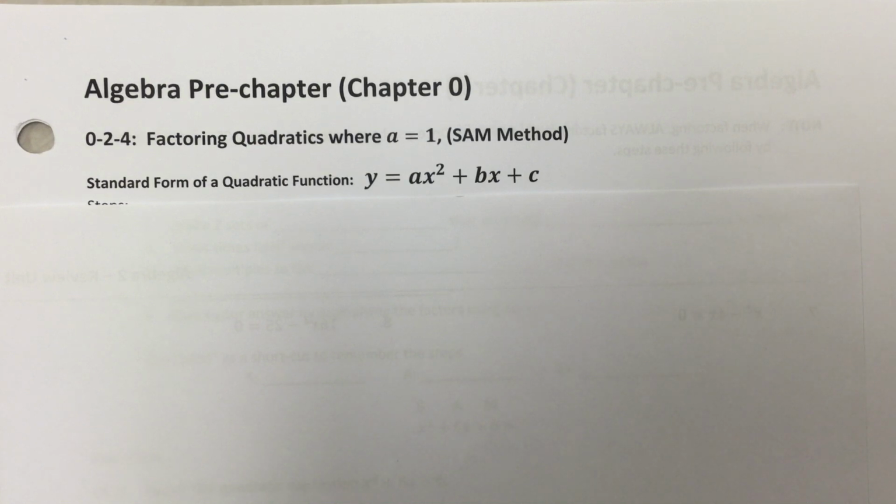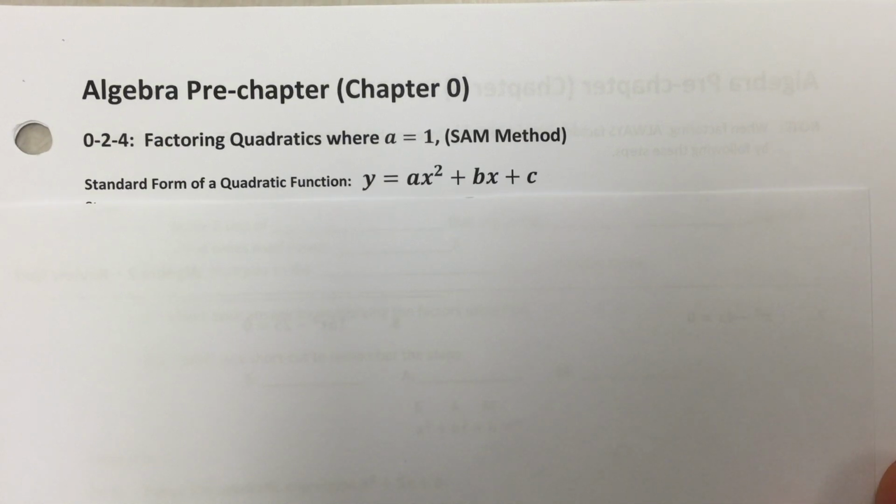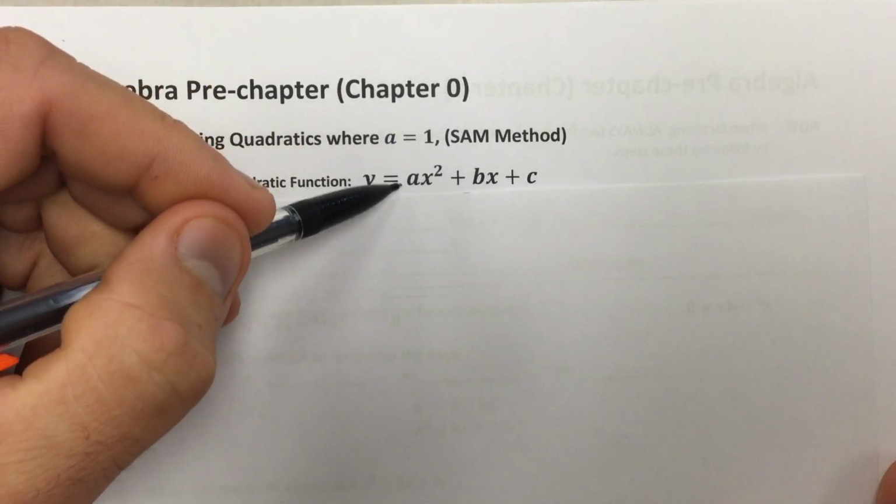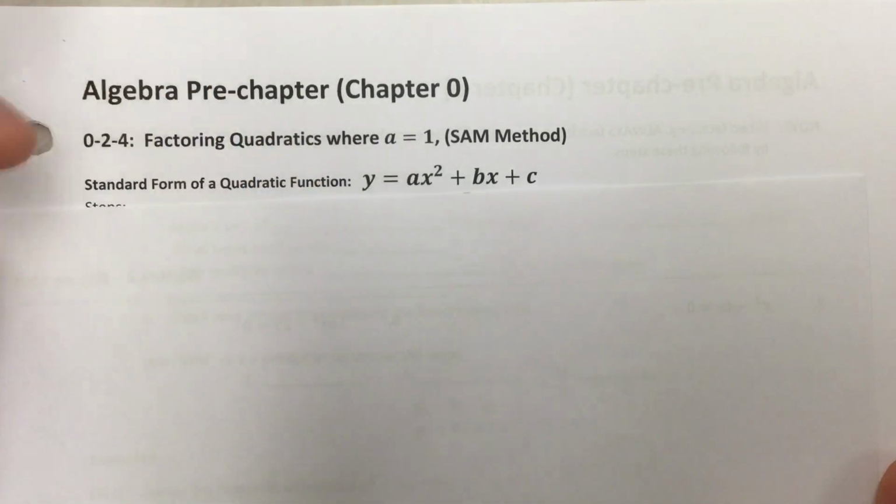Yes, it is a beautiful morning. You know why? Because today we're going to learn the SAM method for factoring. And that is when there are three terms and the coefficient of the x squared is a 1.